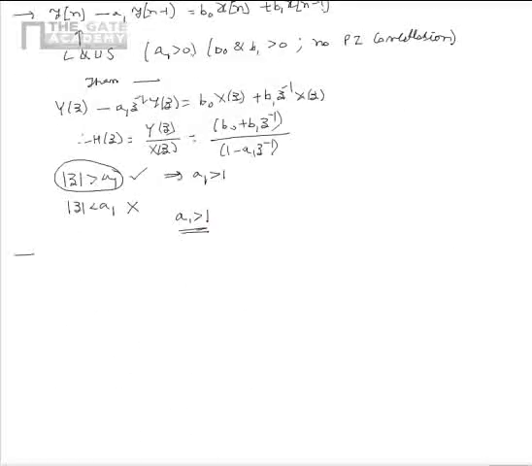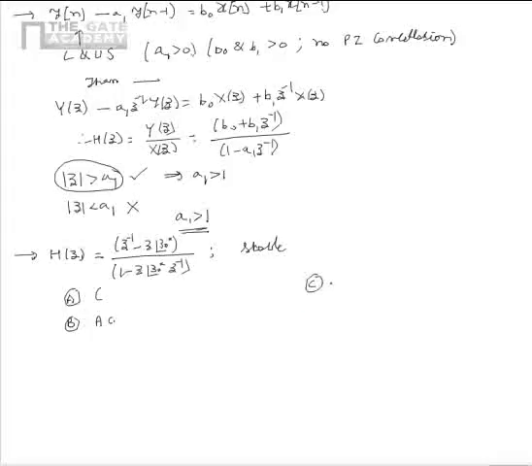Now, let us consider another problem as per which the system function of an LTI system is given as h of z is equal to z inverse minus 3 phase 30 degrees divided by 1 minus 3 phase 30 degrees z inverse. It's given that the system is stable. Then what is the condition that needs to be satisfied out of the options given? That is, the system is causal, the system is anti-causal, the system is memoryless, and the system is non-causal but not anti-causal.